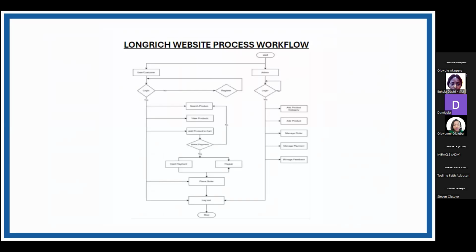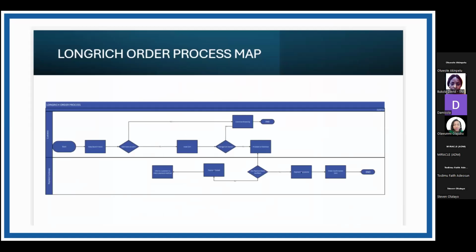This is the language website process workflow, showing how the customer starts his journey on the website, all the way down to where he makes payments, card payments and PayPal payments, and also the admin side of things. Next slide. This is the process map for the payment gateway, showing when the customer gets into the website, views a product, adds the product to cart, then selects proceed to checkout, and chooses his payment method. If it fails, he is advised to choose another payment method. If he's successful, then he receives a confirmation.